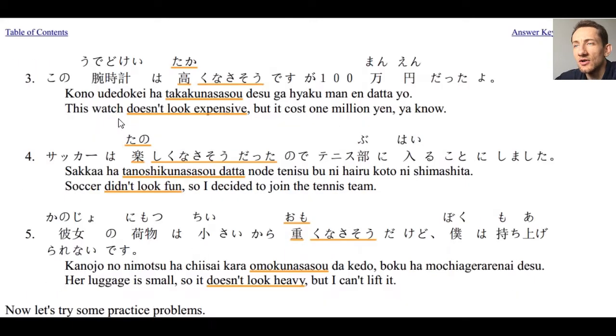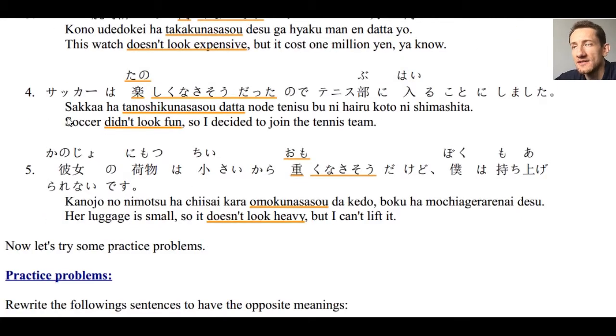Number three, この腕時計は高くなさそうですが、100万円だったよ。So this watch doesn't look expensive, 高くなさそうですが、but it was a million yen. Number four, サッカーは楽しくなさそうだったので、テニス部に入ることにしました。So soccer didn't look fun.